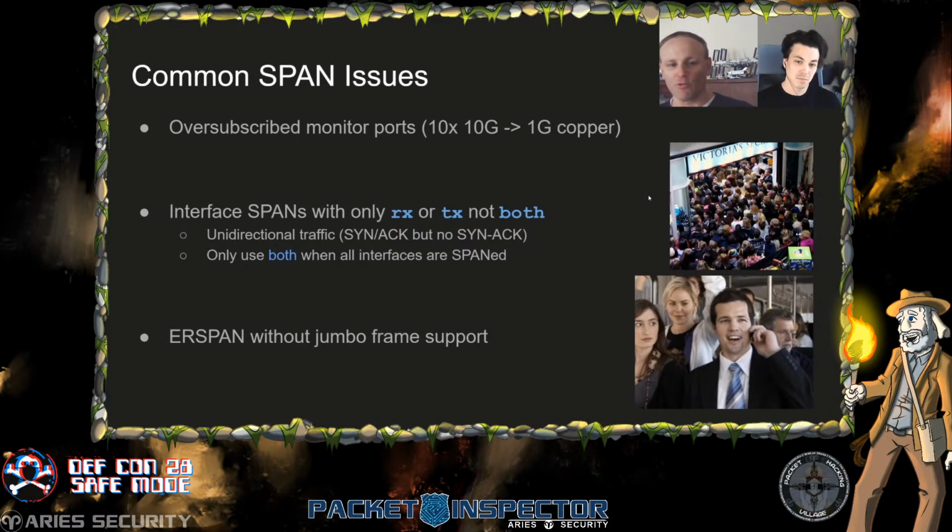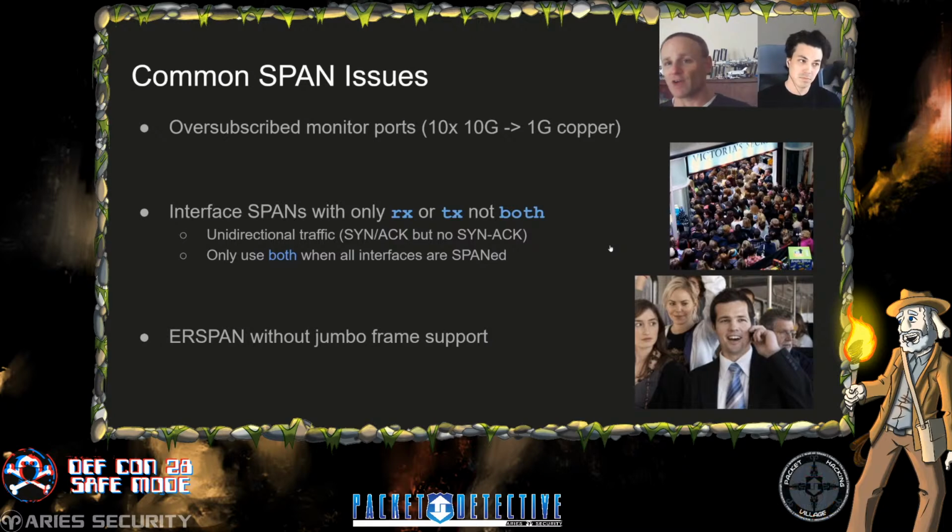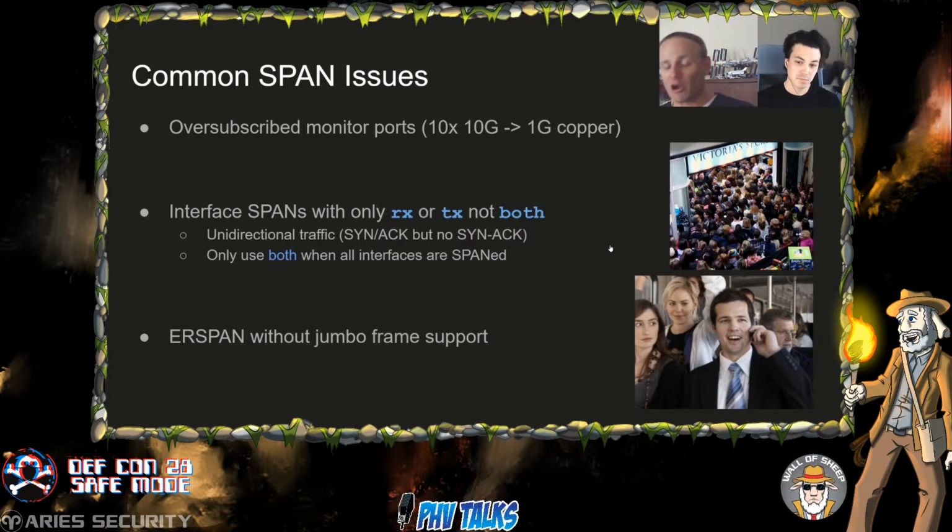And then I mentioned this before, but another one is ERSPAN without jumbo frame support. I know some implementations of ERSPAN actually mark the packets do not fragment. So that means if you try to send a full-size packet that's been encapsulated over a network without jumbo frame support, it's not going to go anywhere because it can't be fragmented.